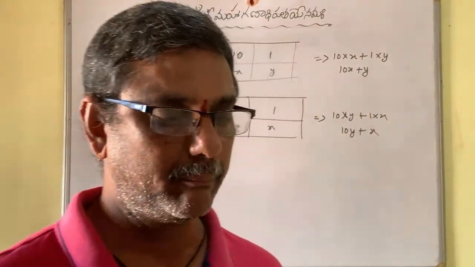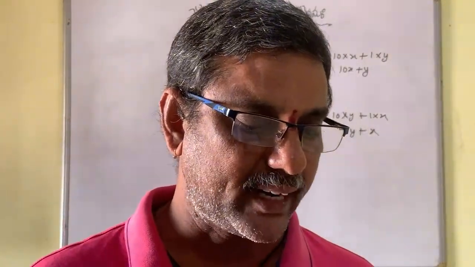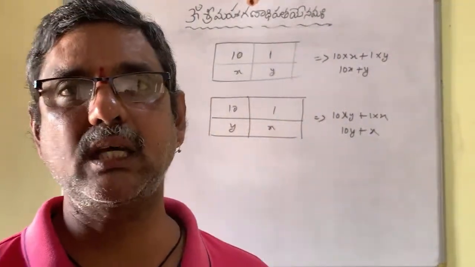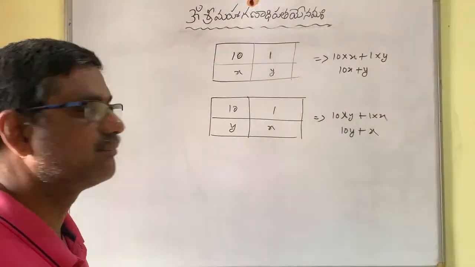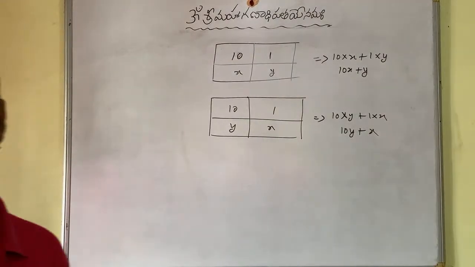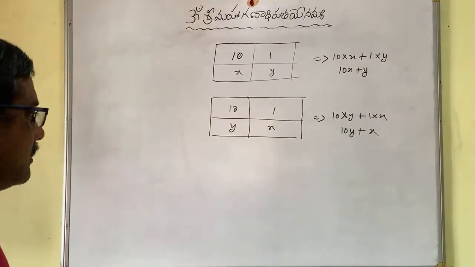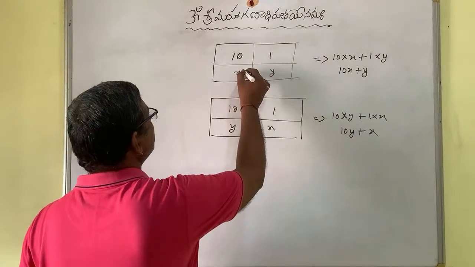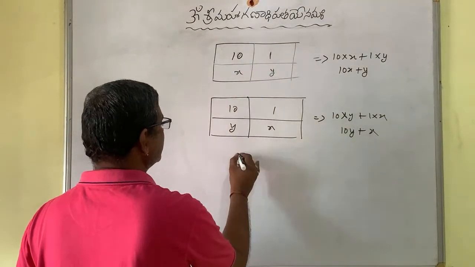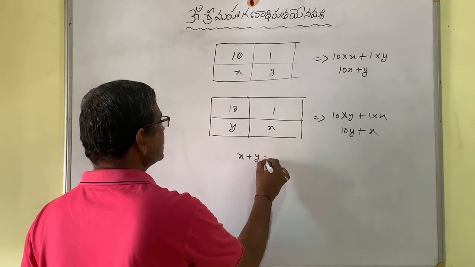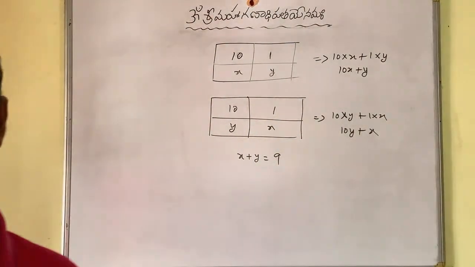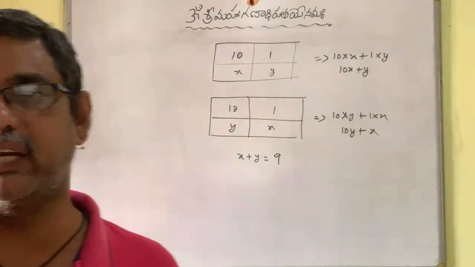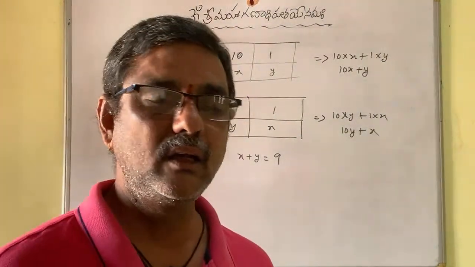Now read the problem. Sum of the digits of a 2-digit number is 9. What is the meaning of that? Sum of the digits means sum of the units digit and tens digit. That means x plus y is 9. That is the first condition given to us. Now second condition.